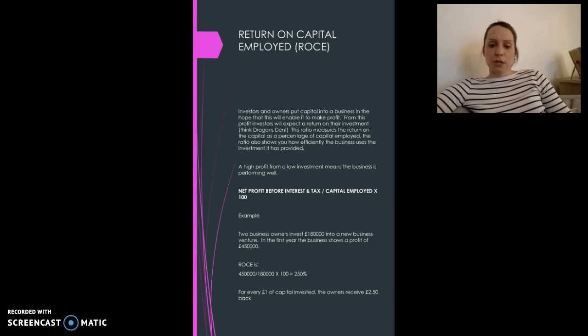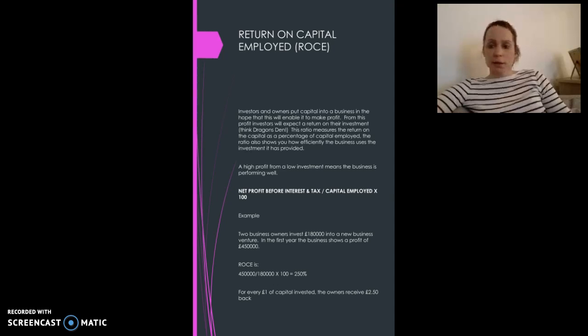So the couple of things you need to know is that your net profit here is before interest and tax. Okay, so I'll say that again, it's before interest and tax, and you're dividing that by the capital employed, so the amount that you put in at the beginning, and then you're multiplying that by 100. Now, as I've said, if it's multiplied by 100, it's always going to be in a percentage format.